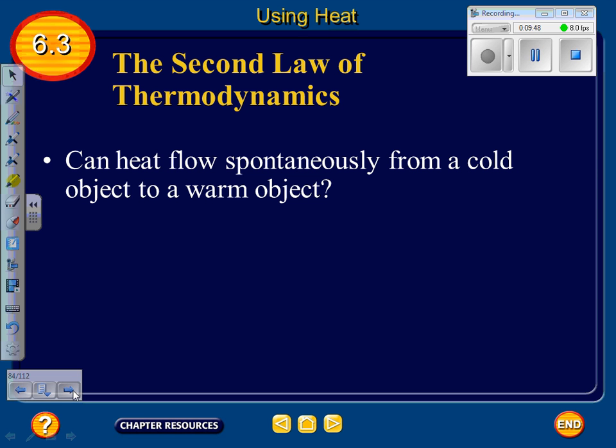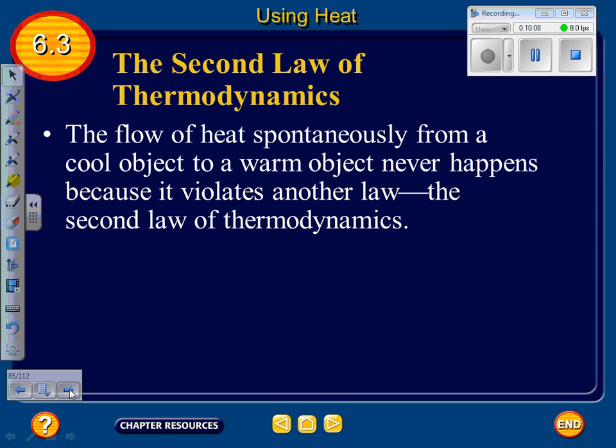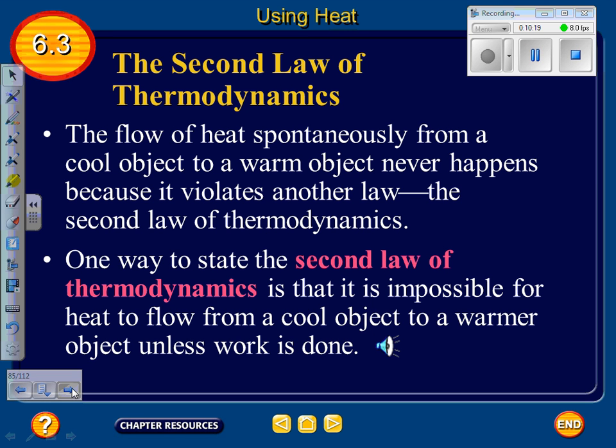The second law of thermodynamics. Can heat flow spontaneously from a cold object to a warm object? This process never happens, but it wouldn't violate the first law of thermodynamics. We all know that heat flows from warm to cold, hot to cold. The flow of heat spontaneously from a cool object to a warm object never happens because it violates another law, the second law of thermodynamics. One way to state the second law of thermodynamics is that it's impossible for heat to flow from a cool object to a warmer object unless work is done.